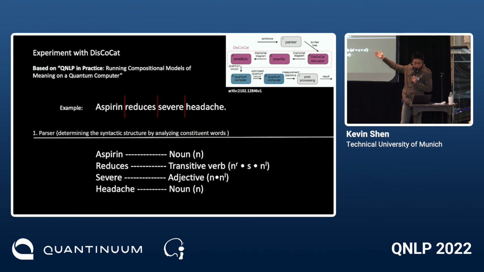So let's say we have this sentence here: aspirin reduces severe headache. The first thing we want to do is to feed it into a parser. A parser is something that determines the syntactic structure by analyzing constituent words. In plain English, that means you break the sentence into individual words and you identify the type of each word. For example, here, aspirin is a noun, reduces is a transitive verb, severe is an adjective, and headache is another noun. And since we are using a pregroup parser, the word types are written in these forms, with characters joined by dots.